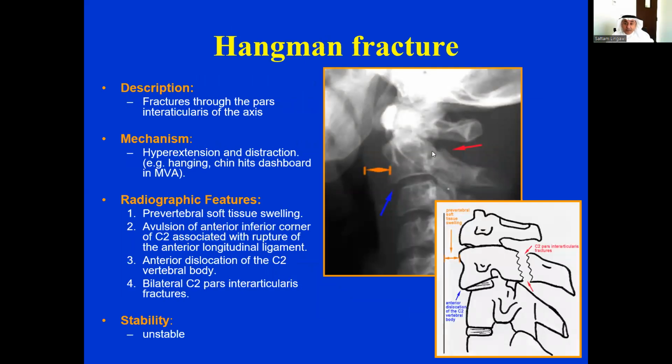So you can see here the fracture line associated with a chip fracture, and there's a large prevertebral soft tissue edema and hematoma. This is a classic type 1 Hangman fracture.